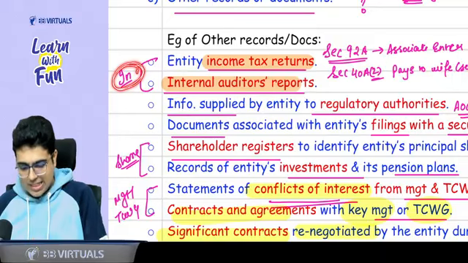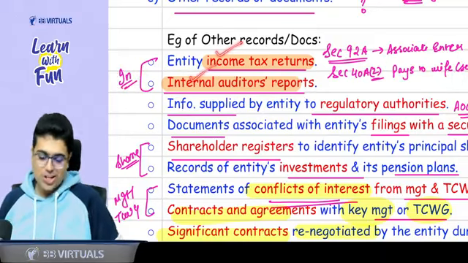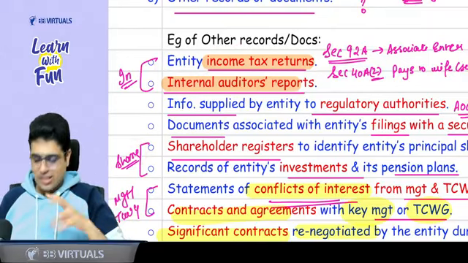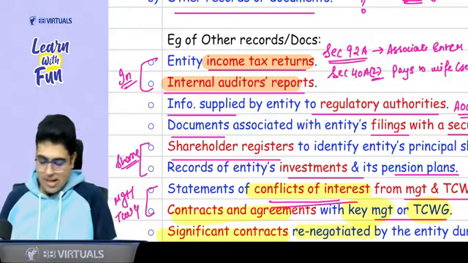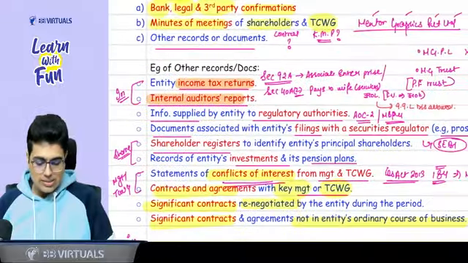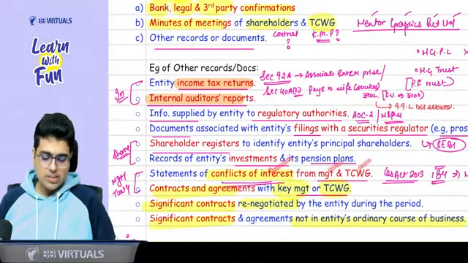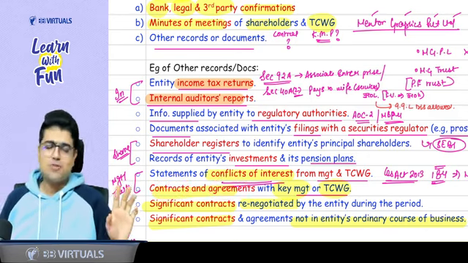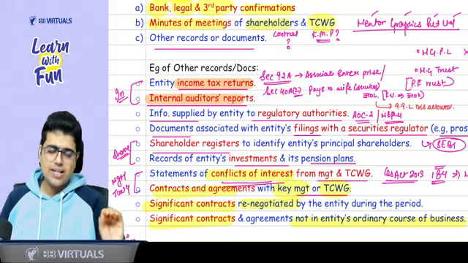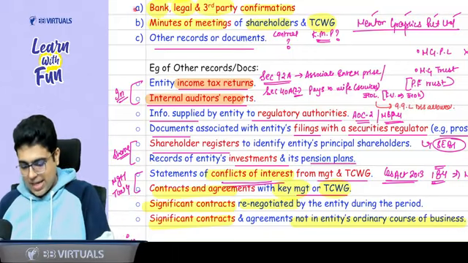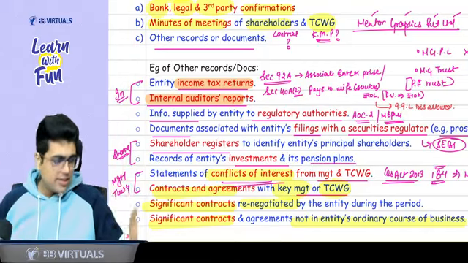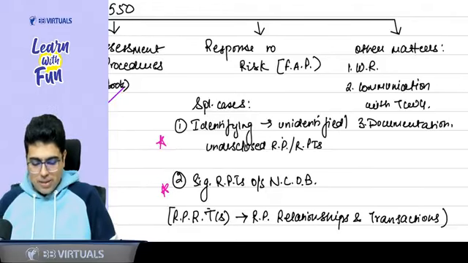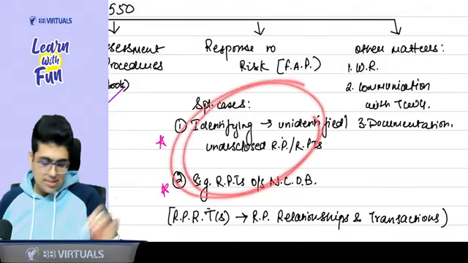Names starting with IN: income tax return, internal audit report. The share points: what are the share points? Shareholder register and record of investments. And lastly, management and TCWG, 2 points: statement of conflict of interest from management and TCWG, and contracts and agreements with management and TCWG. So any 6 points you can cover here properly. Take 2 sips of water, and then we are moving to the most important part of this standard, that is the special cases.